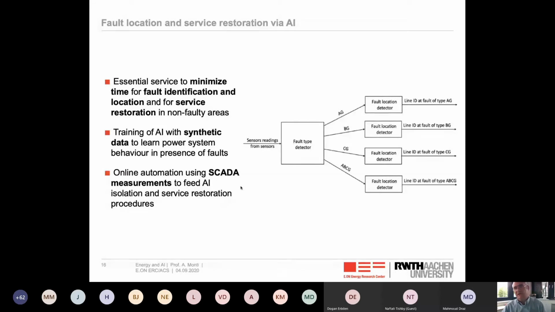So the location information plays two roles. On one end, it allows you to isolate a small part of the grid, so that's the so-called service restoration, trying to work around the failure. At the same time, it is used to send out the crew to take care of the fault as quickly as possible. So it has a critical impact on the quality of service.